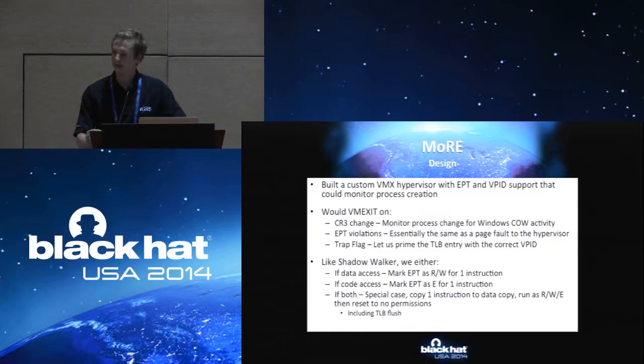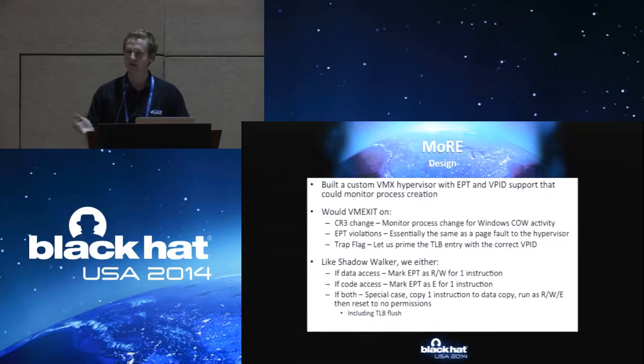Then we would VM exit on either a CR3 change, so we could walk through and look for any Windows copy-on-write activity, or EPT violations and faults, where we'd actually do the real splitting, and then the trap flags that we could presume, single stepping after we primed either the data or the instruction TLB of the guest. Like Shadow Walker, this is very obvious here. Basically, if it's a data fetch, we mark the EPT pages for that page as read-write and allow it for one instruction. If it's a code access, we mark it execute only for one instruction.